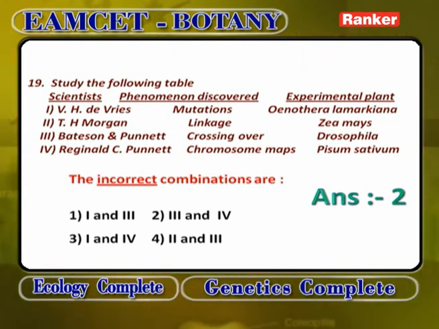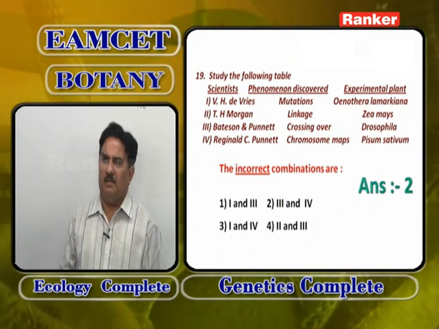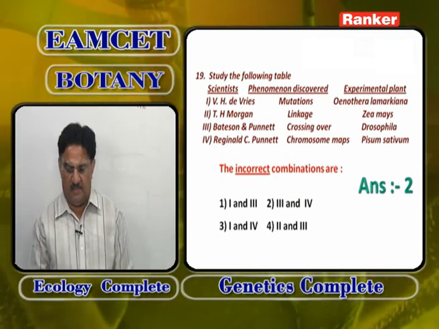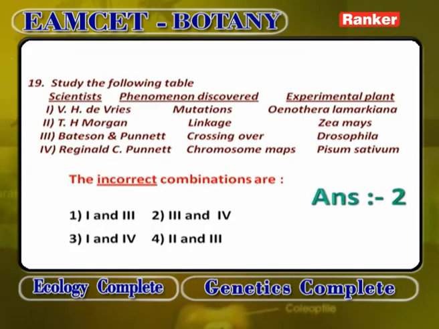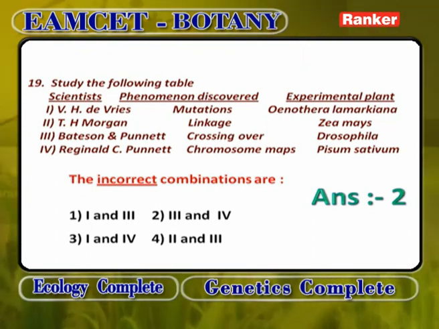Reginald C. Punnett chromosomal maps Pisum sativum is wrong. Reginald C. Punnett is not known for chromosomal maps. Reginald C. Punnett is known for the Punnett square, or what you call the checkerboard. So incorrect combinations are 3 and 4. Hugo de Vries mutations Oenothera lamarckiana is correct. Morgan linkage Drosophila is correct. Bateson and Punnett is not crossing over, it is linkage. Chromosomal maps for Punnett is wrong because he discovered the Punnett square or checkerboard. So 3 and 4 are incorrect combinations.